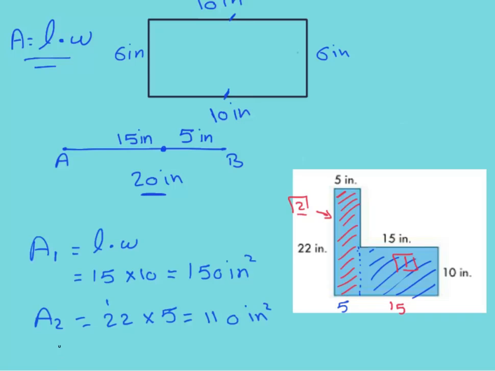Now the total area equals the sum of the two parts, 150 plus 110. The answer is 260 inch square. This is the way to break down a figure. Every time I try to cut the figure to make two triangles, or triangles and rectangles. Here I divided the figure to make what? Rectangles.